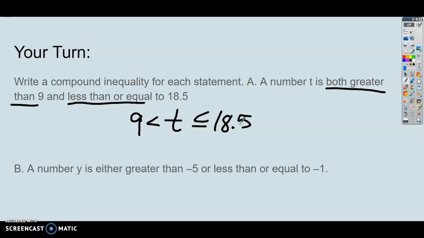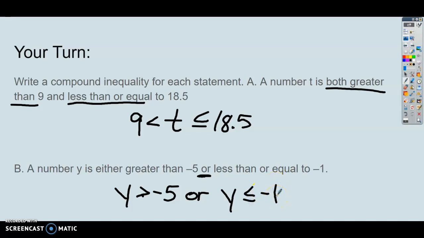B part, a number y is greater than -5. Y is greater than -5. Or, means I have to write or here, less than or equal to -1. So what is less than? Y is less than or equal to -1.